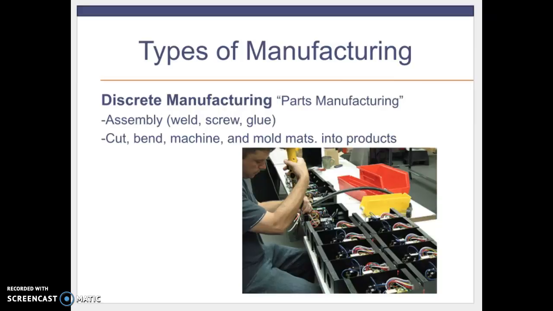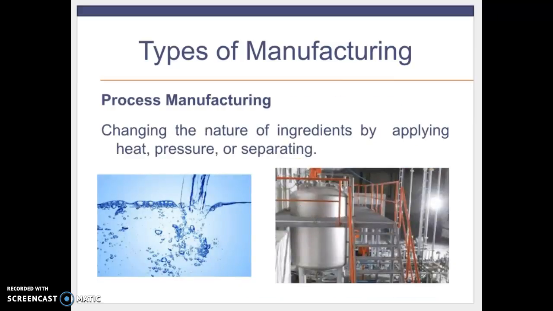Discrete manufacturing includes a process such as assembly, where a product is put together by either cutting, bending, machining, molding, or working through the gluing process to create a single unit of production.